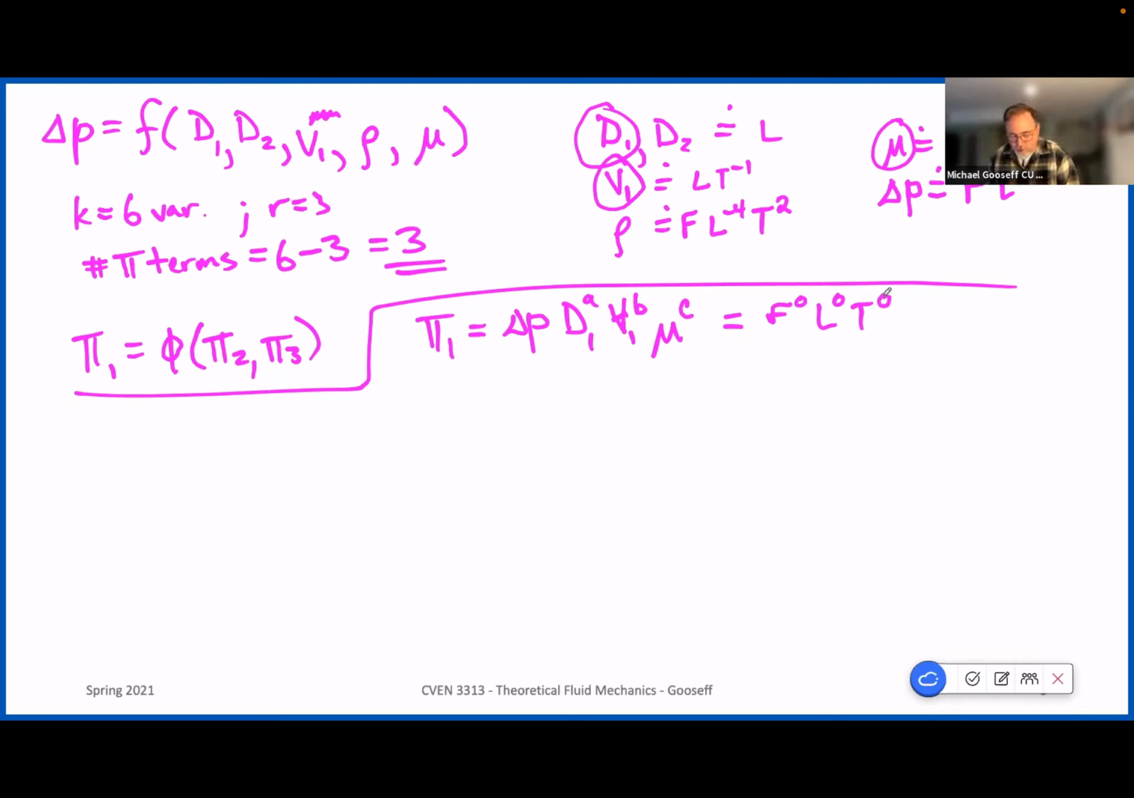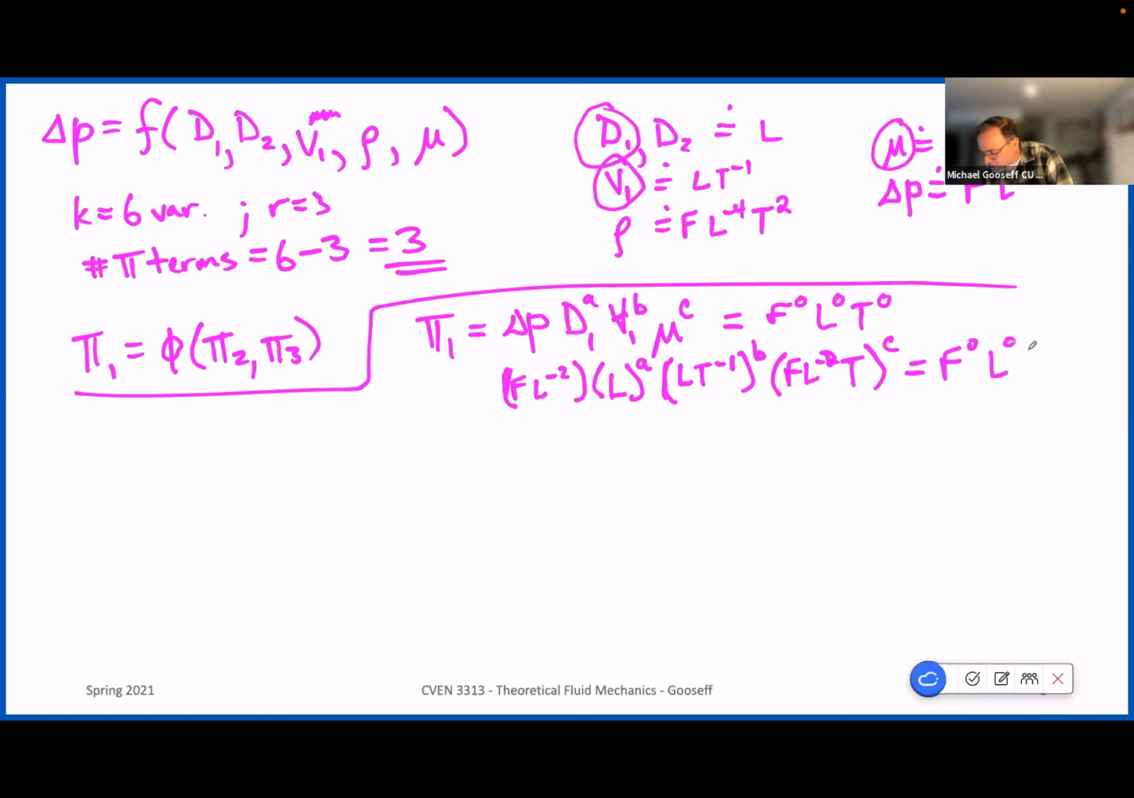Is mathematically works out. So what is delta P? We said it's force length to the minus 2, and then the dimensions of D1 are just length. Raise that to the A power. The dimensions of velocity 1 are length time to the minus 1. We raise that to the B power, and then mu, we have force length to the minus 2 times time, and that's all raised to the C power, and again is equal to F to the 0, L to the 0, T to the 0.